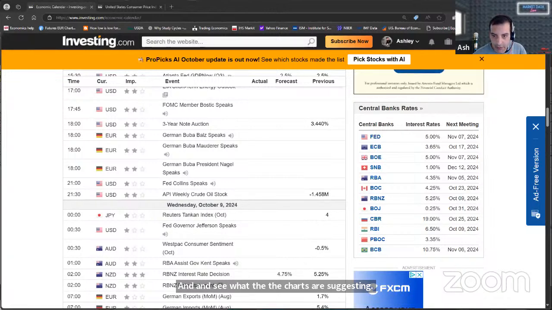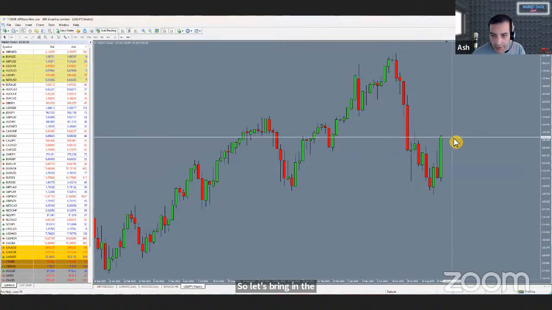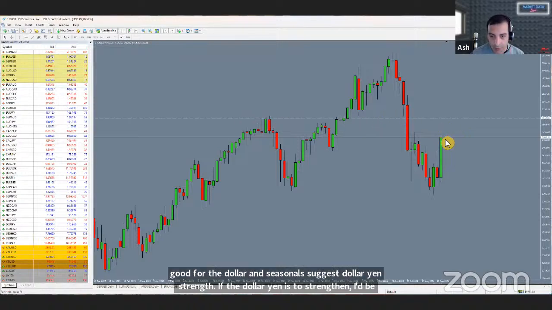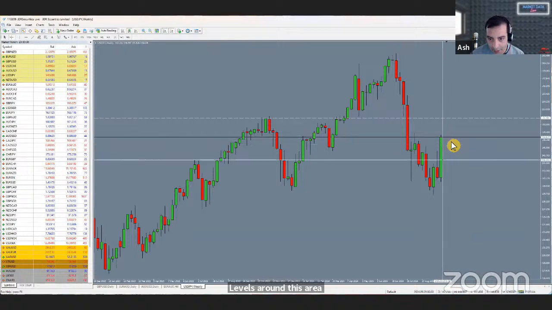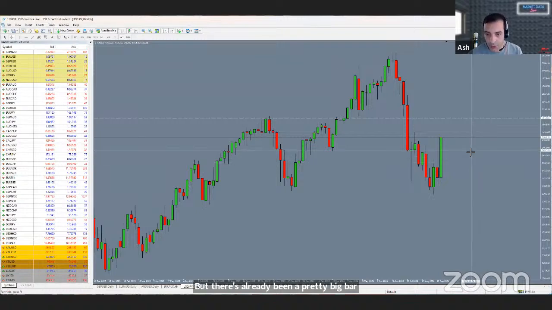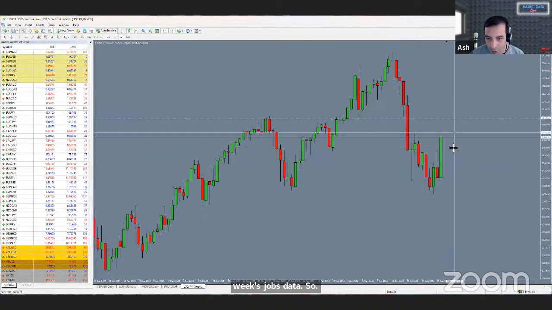Now we've got a little bit more clarity about what we might want to do. So let's bring in the weekly. The weekly is going to be of importance. If we're thinking about the seasonals and the fundamentals, right now the fundamentals are pretty good for the dollar, and seasonals suggest dollar yen strength. If the dollar yen is to strengthen, I'd be looking at levels around this area to strengthen into. But there's already been a pretty big bar after last week's jobs data. So some retracement may well be on here before we go up.